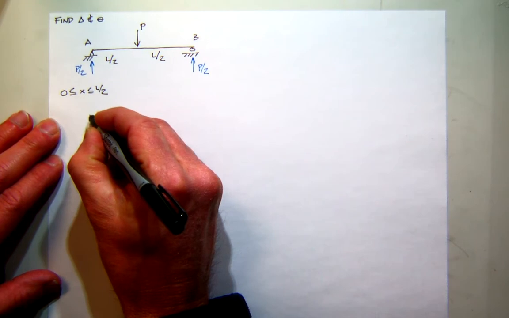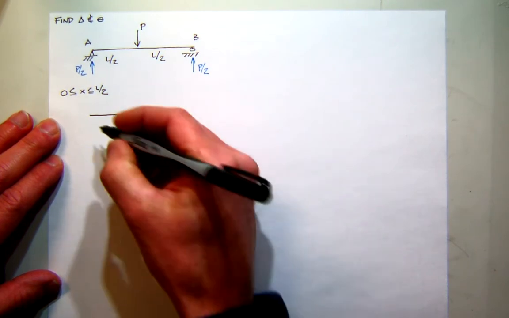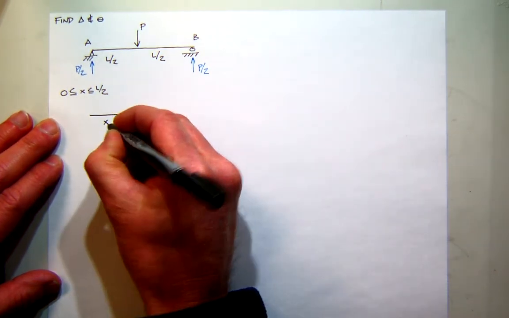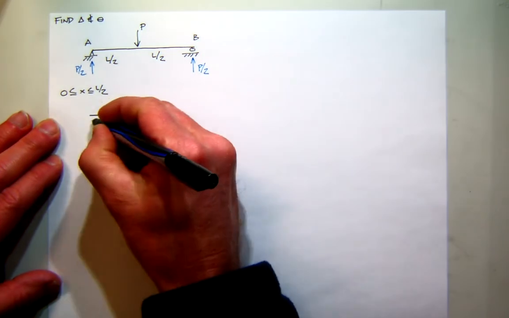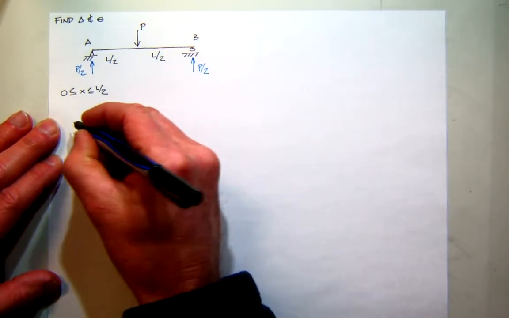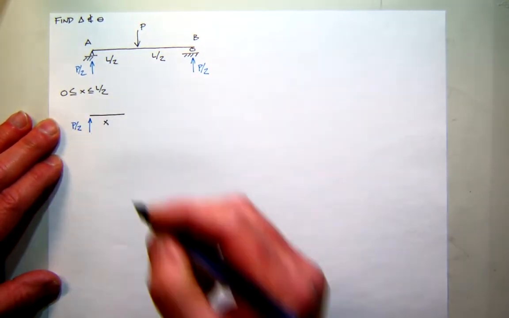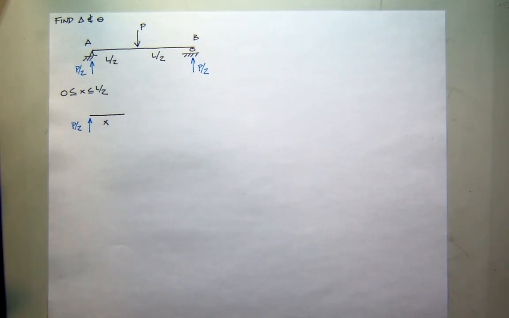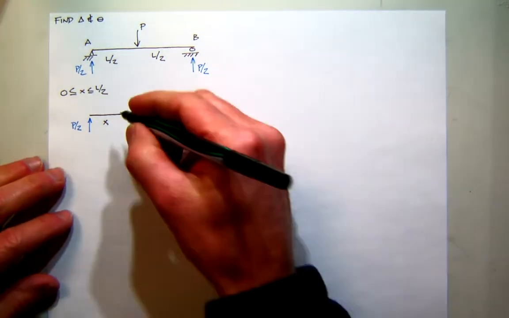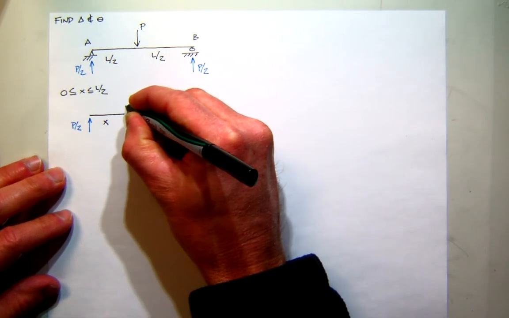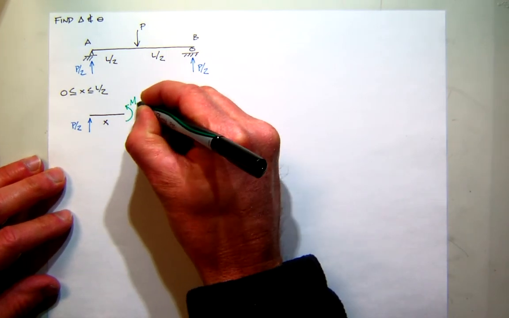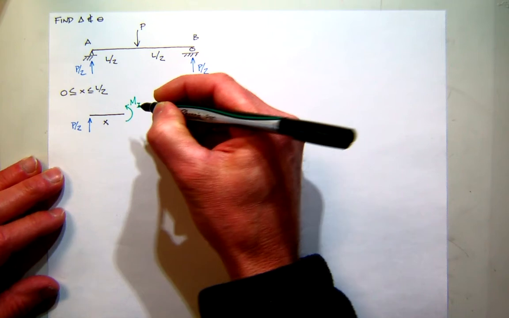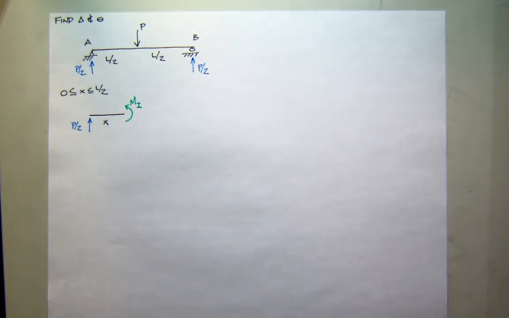So I'll make a cut in my beam, some distance x, and I have my P over 2 reaction. That's going to act as shear, and then I'm going to assume positive bending moment occurs there. I'm going to call this bending moment M subscript I, that's the Roman numeral 1. So I'm going to have a moment equation for what I'll call interval 1 and a moment equation for interval 2.